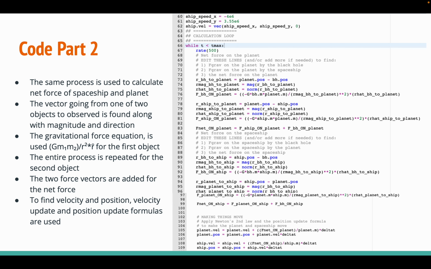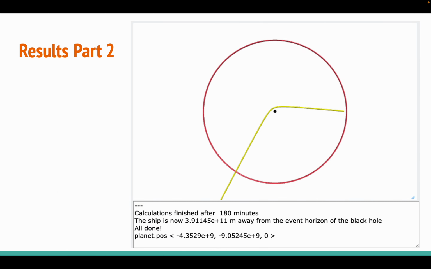And then for the last several lines, we just use the velocity and position update formulas in order to make the move. And as you can see at the top here, once we run that a few times and do some trial and error, we can find that the ship speed is negative 4 e to the 6th and 3.55 e to the 6th in the x and y components, respectively. Here's a picture of my results.